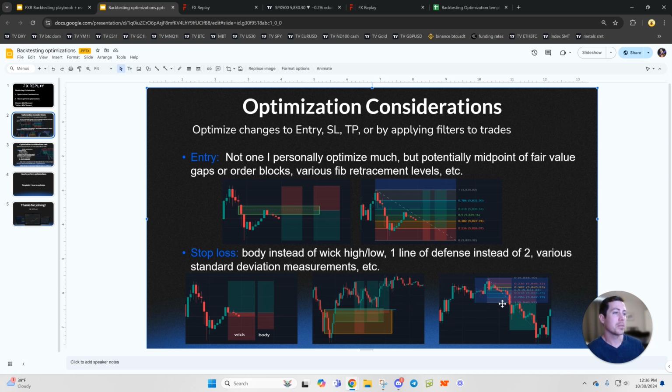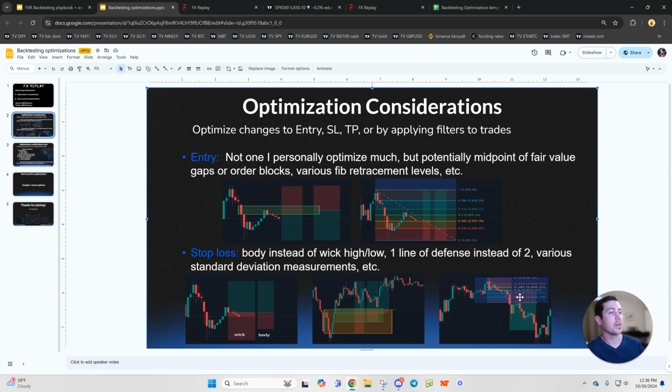And then this is more specific to range breakouts. If you have strategies based on price breaking out of a certain range, you can play around with stop losses based on standard deviation measurement. A lot of the time you'll see a breakout and enter on the retest, and then people will put their stop loss at the midpoint of the range.